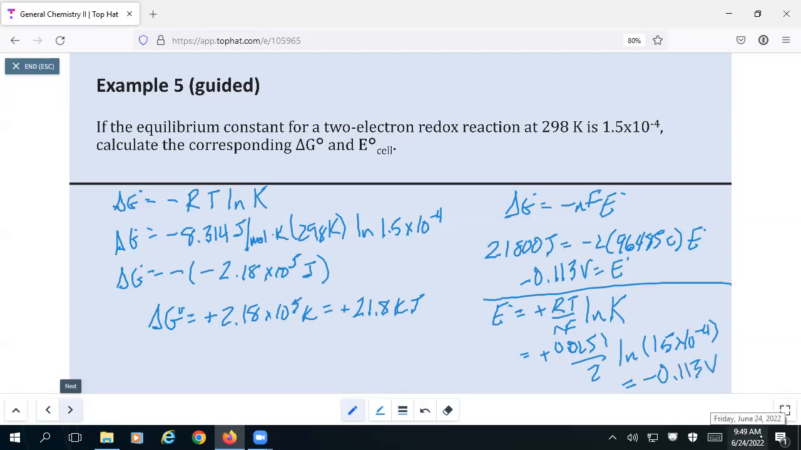So the method really doesn't matter here. That's why there are multiple equations. You just pick the one that you're the most comfortable using, and you try to make the best of it that you can. Any questions with this?